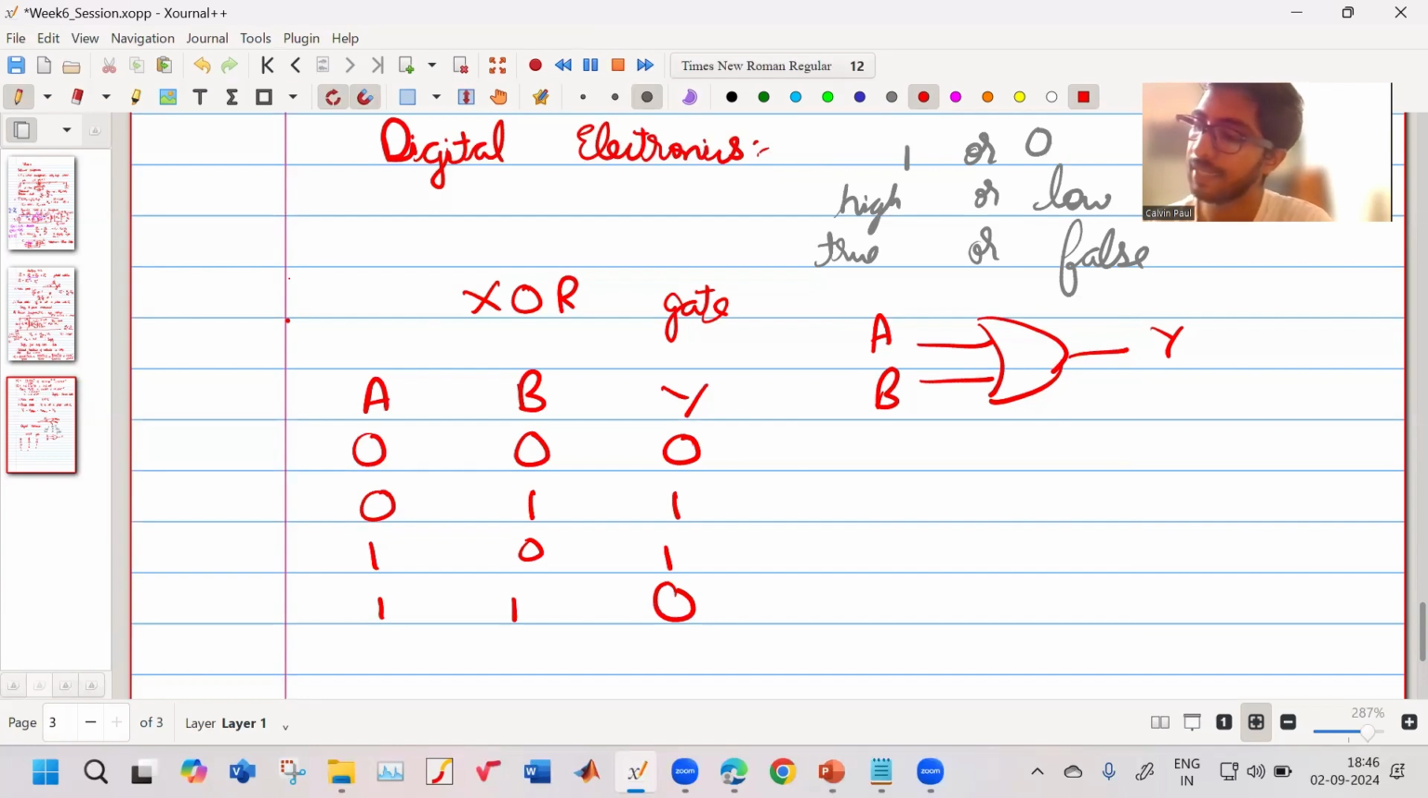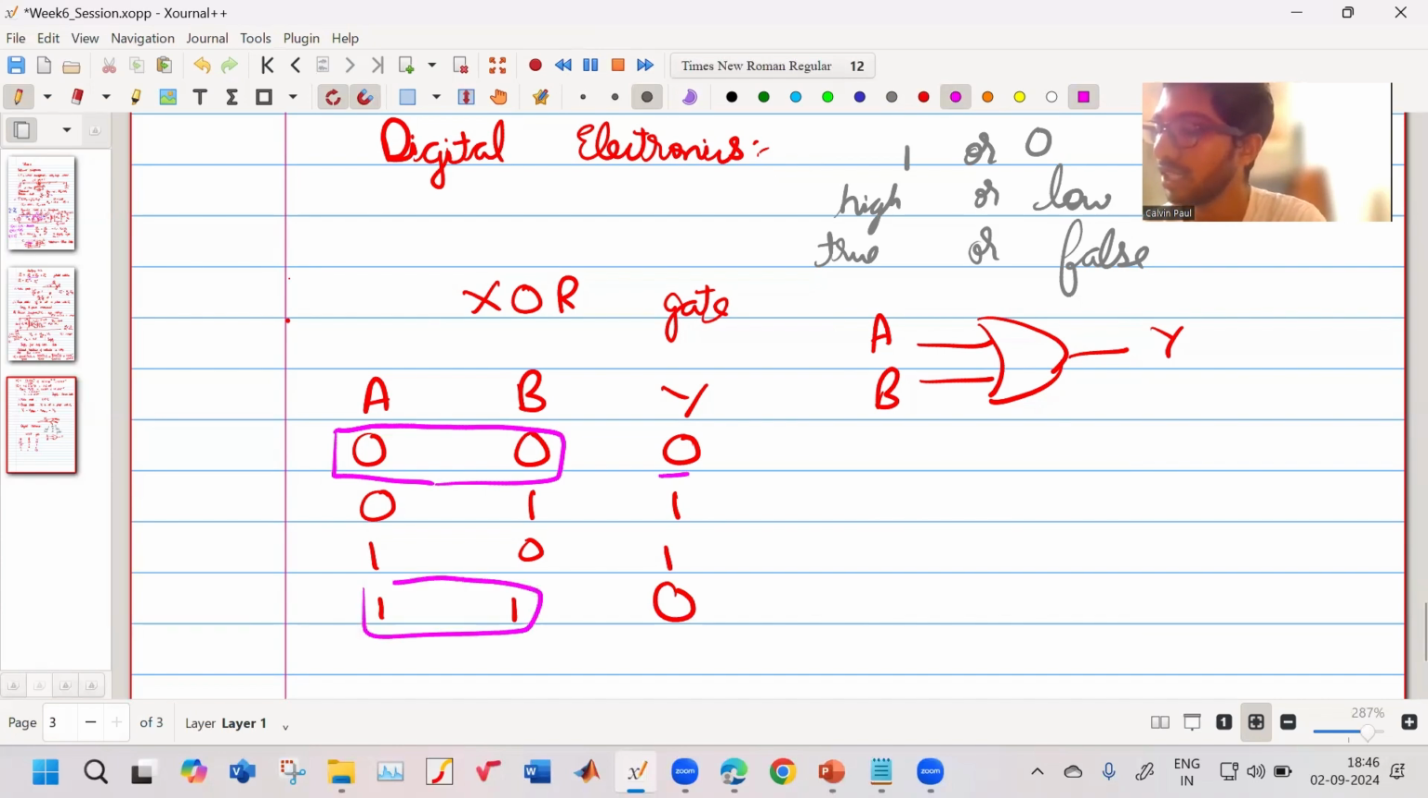So for the XOR gate, how to remember it: when both are the same, you get 0. When they are different, you get 1. Okay? This is how you get an XOR gate.